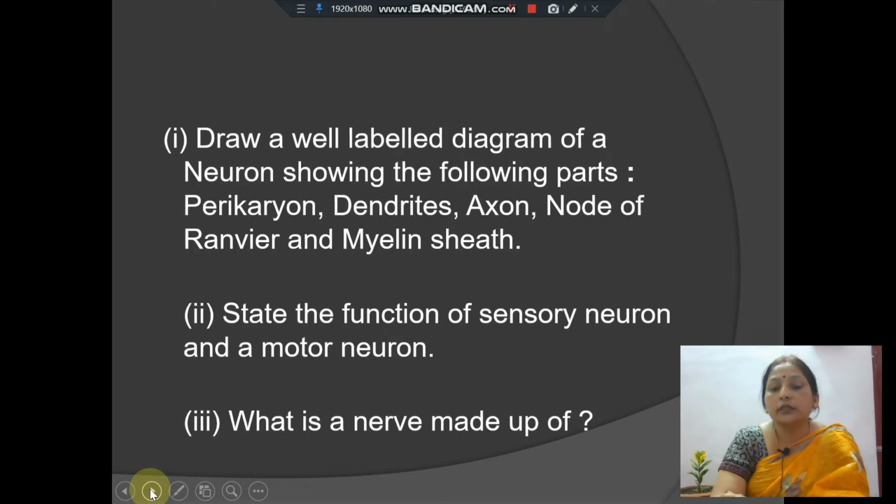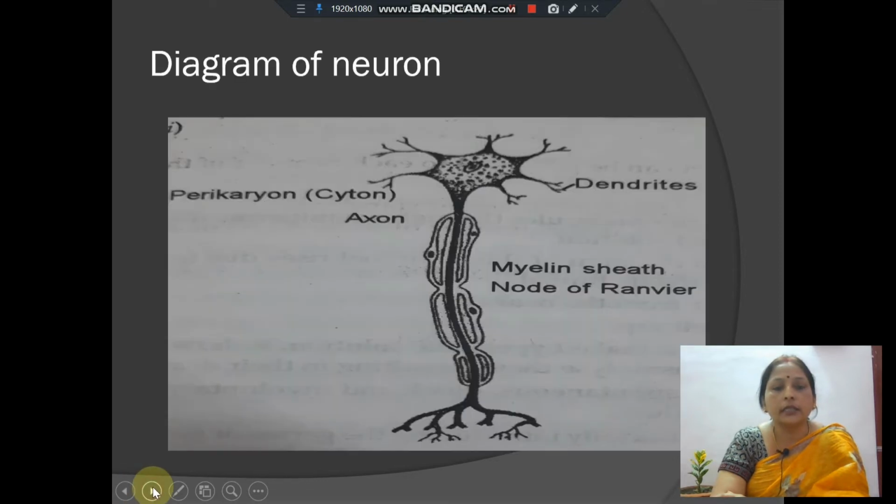So what is a nerve made up of? Nerve is made up of a bundle of axons of the neurons. So nerves are the bundle of axons. Next, in the next slide, just the diagram of neuron. You can see the diagram. In this diagram, the structures, one second.